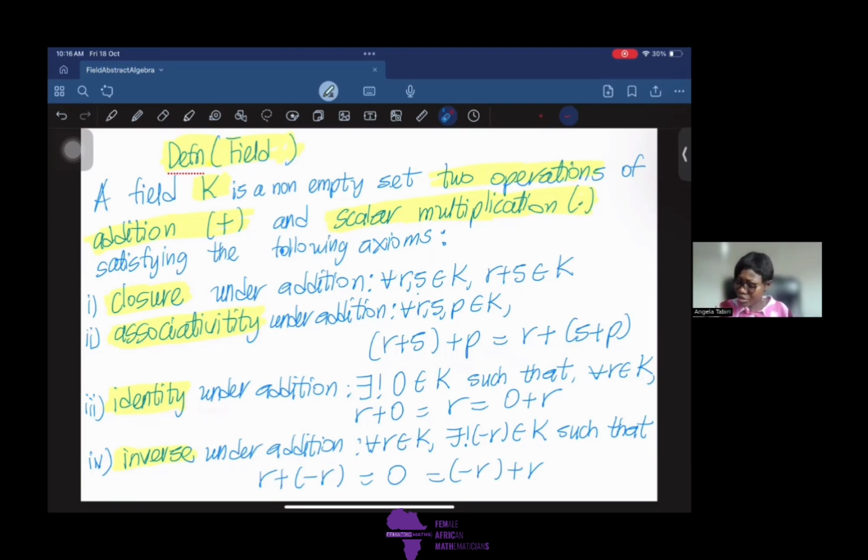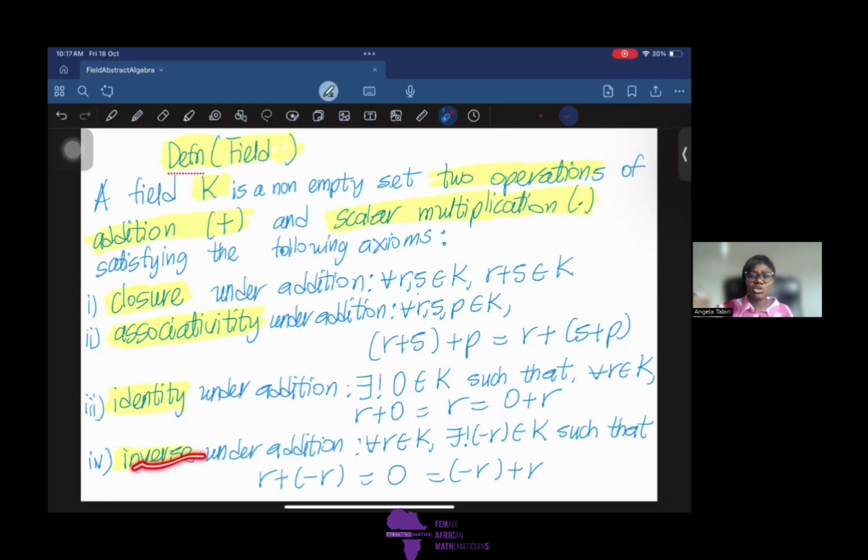So under addition, you want this unique element 0, which we refer to as the identity element, such that for every element R in your set K, if you add R to this identity 0, it does nothing to it. You still get back your R. Whether you add it from the right or from the left, it still remains the same. That's what we call the additive identity.